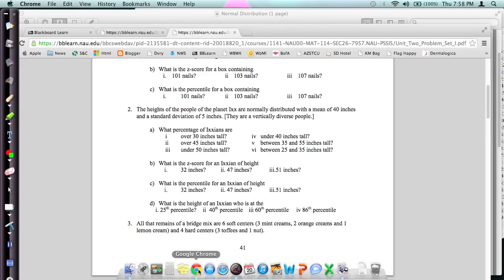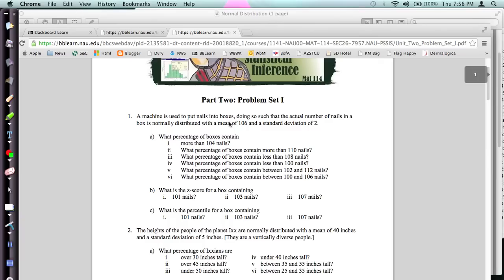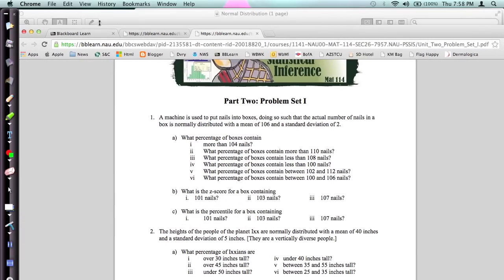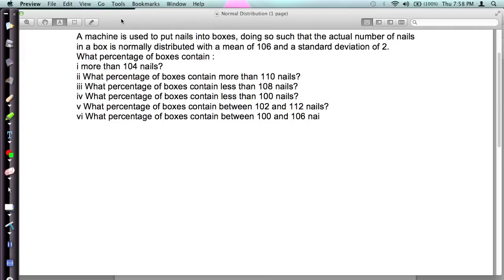Okay, I'm going to show you how to do example 1 from problem set 1. And I'm going to go ahead and draw this out. So it says a machine is used to put nails into boxes, doing so that the actual number of nails in a box is normally distributed with a mean of 106 and a standard deviation of 2. And then we're trying to find all these percentages.